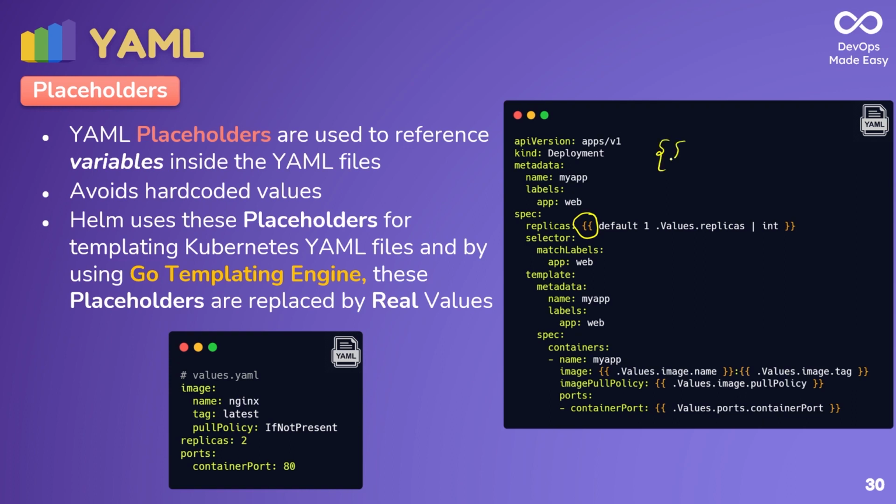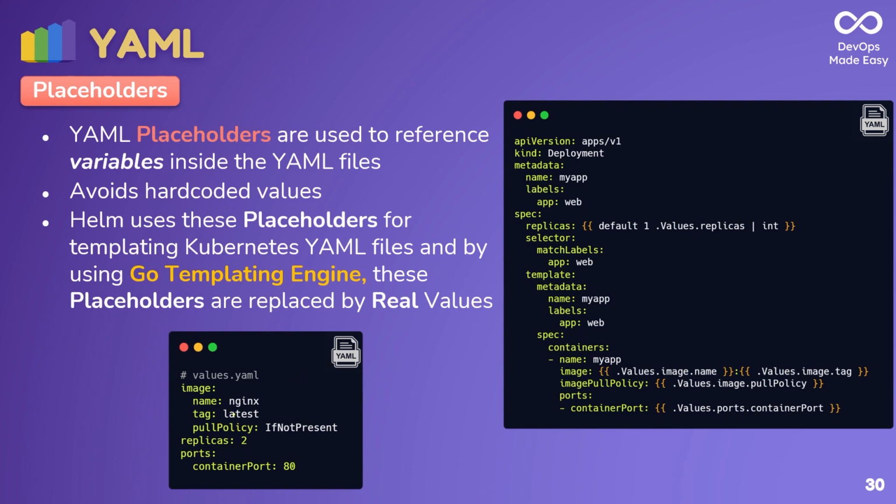So the placeholders will look like this. There are two braces at the beginning and two braces at the end, and in between we'll mention the placeholder name. The placeholder name can be replica, anything. Okay, so where will these values be replaced from? These values will be replaced from some other file. In a Helm chart these are replaced from the values.yaml file. Okay, so this values.yaml file will have a dictionary, or it's a YAML file.